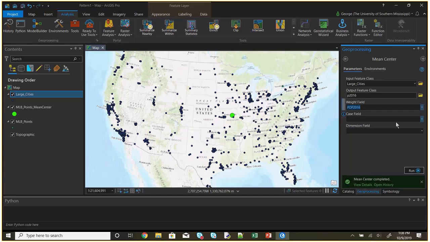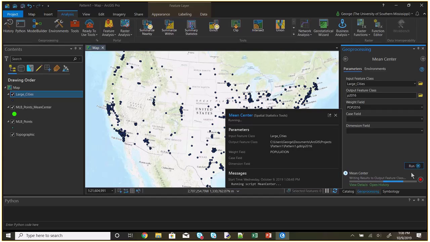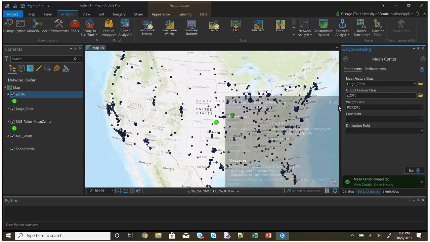What that means is that it's going to weight each city by its population. And if I run this, it's just the population of large cities. So for the population of large cities, the mean center is right there. The population of the baseball team average location's right there.